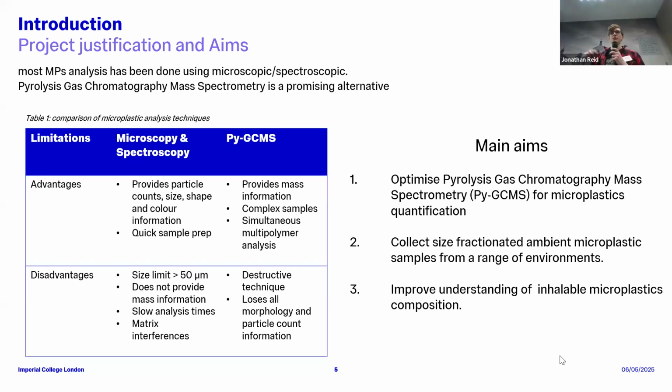My work is looking at using pyrolysis GCMS, an analytical technique that I will describe a bit more on the next slide, but I'll give you the brief overview of the pros here. The advantage is that it gives you mass information about your particles, so you can get a mass concentration in the atmosphere, which is a lot more closely aligned with existing air quality monitoring. Things like CO2 or NOx emissions are generally measured in grams per cubic meter, and that's a similar measurement that pyrolysis GCMS can give you.